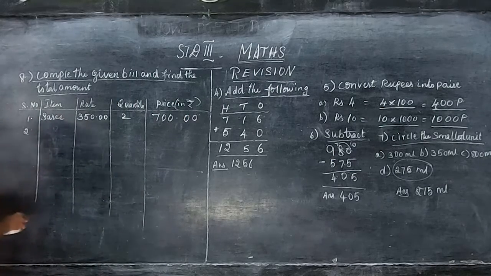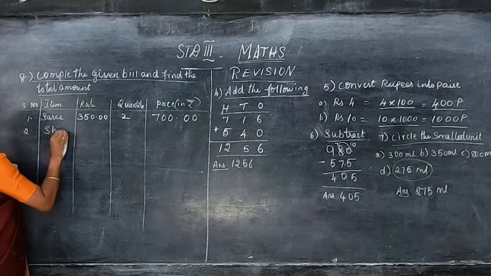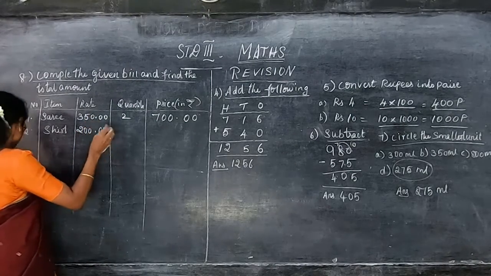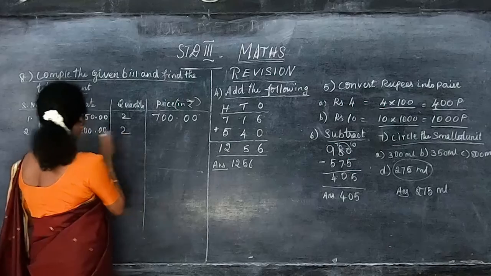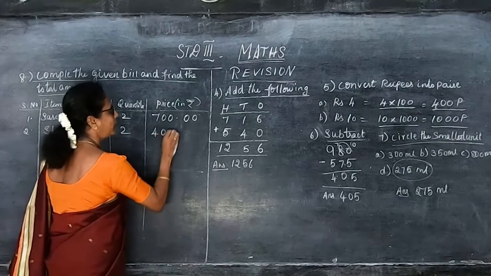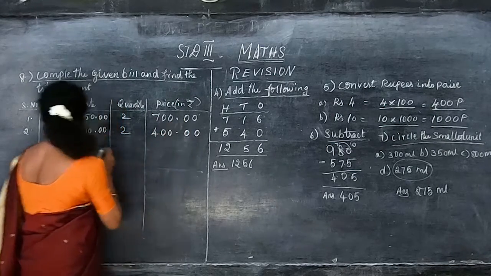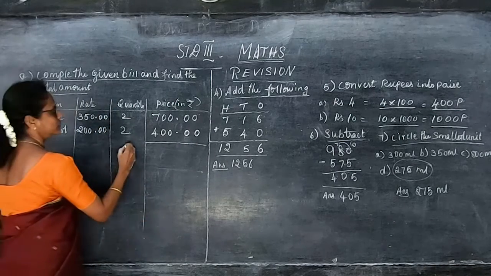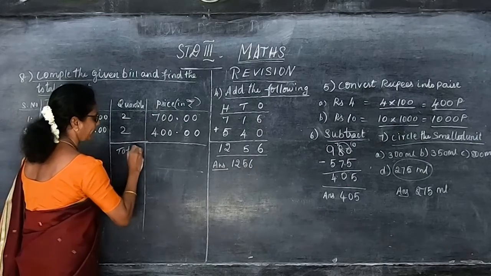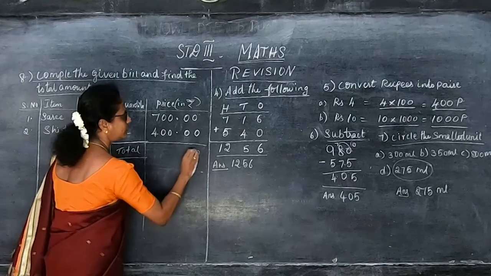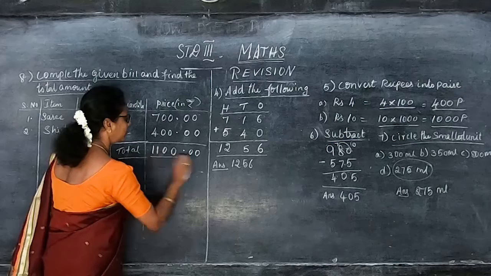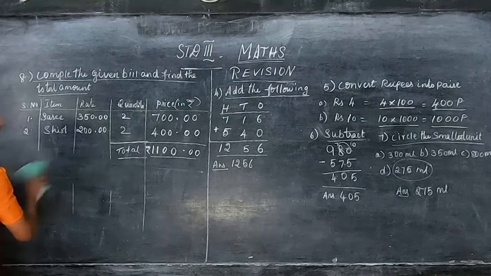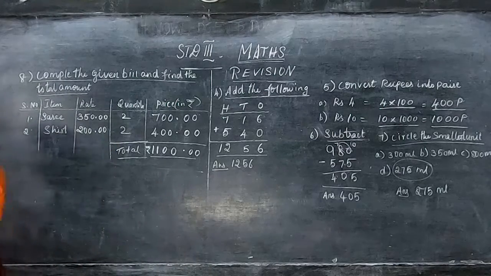And the second one is shirt, 200 rupees. One shirt is 200 rupees. How many shirts are you buying? 2 shirts. So 200 into 2, that gives you the 400 rupees. Then total. So total is 1100. Okay. So you can multiply and say the numbers.